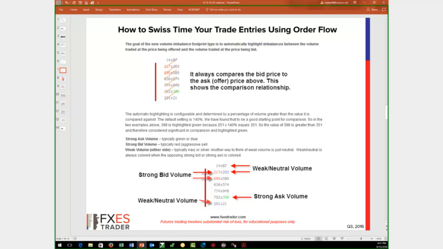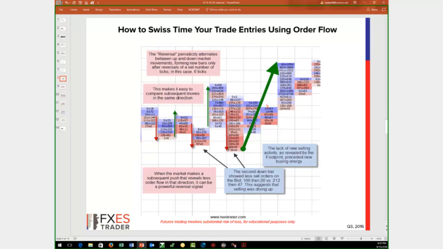So just some examples of what the footprint looks like. We'll run through a couple of these and I'll jump into the software.